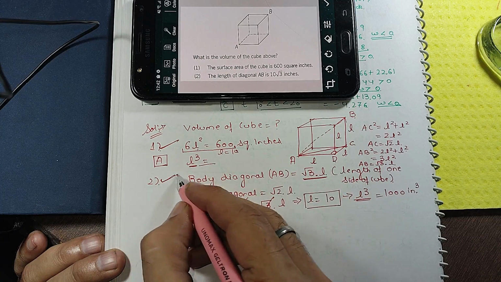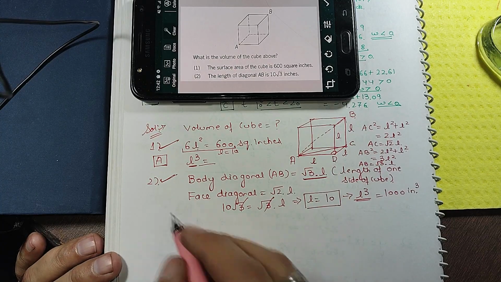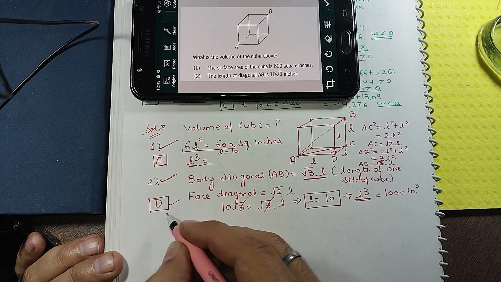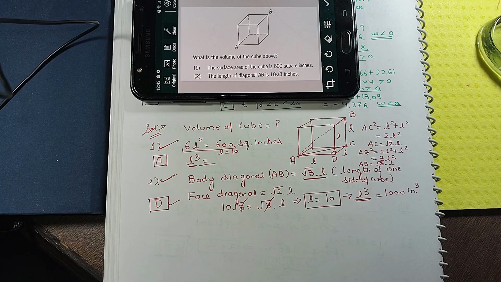So I will say both the statements are sufficient. So I will go with option D. That statements 1 and 2 are sufficient to answer the question. So the right option for this will be option D.